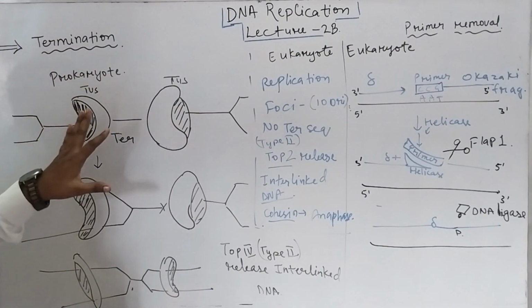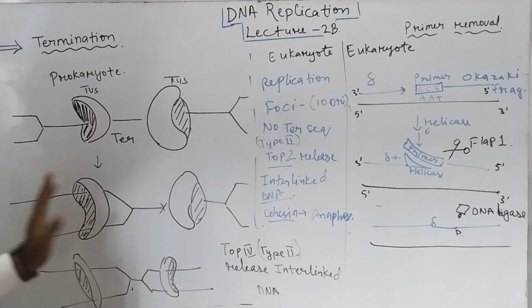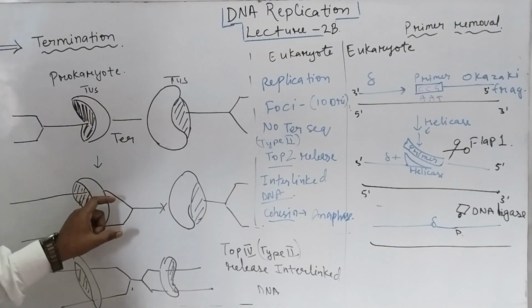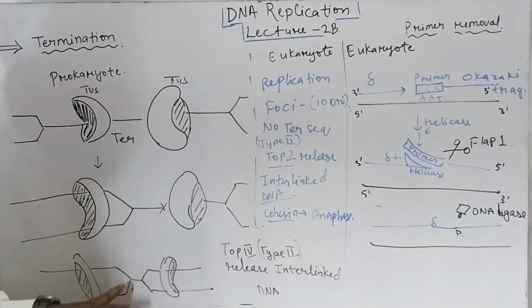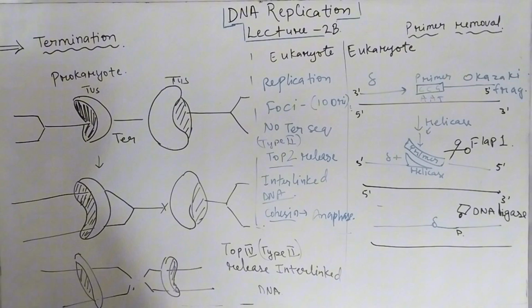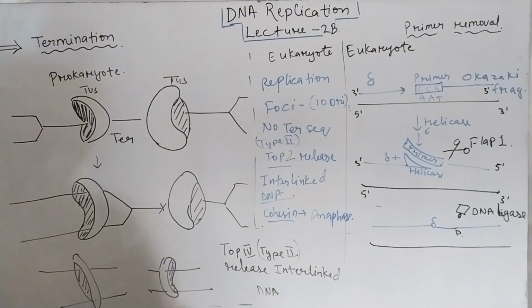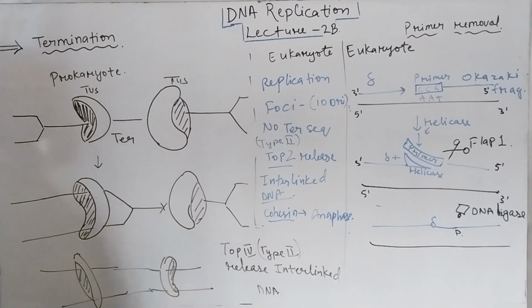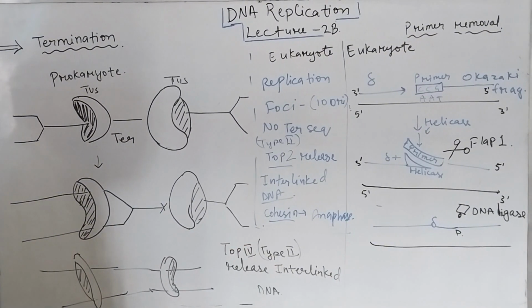This TUS protein has 2 orientations as we showed. So if the fork passes from one TUS in this orientation, it will easily pass, but it cannot cross from this portion. So in such a way, these 2 forks will come and meet at the center, and finally this new DNA strand will be formed. And this interlinked DNA strand will be released by the topoisomerase 4, which is a type 2 topoisomerase.